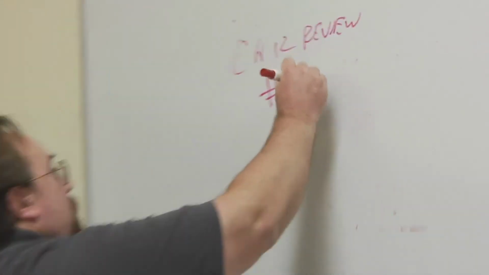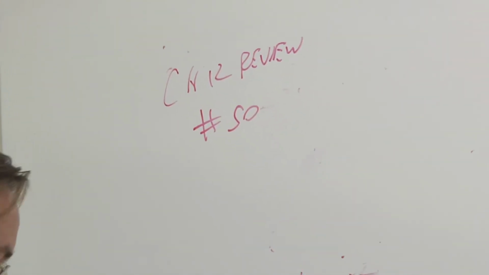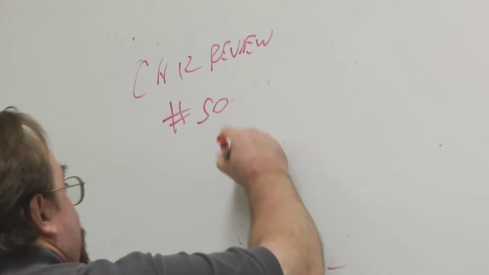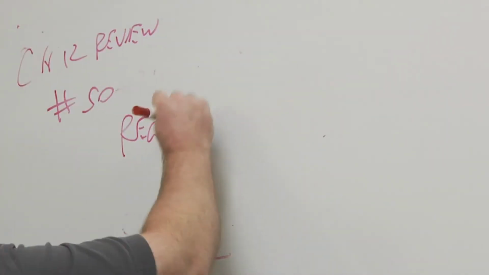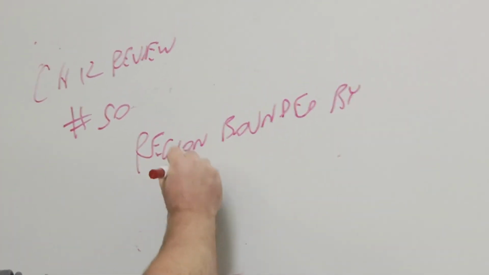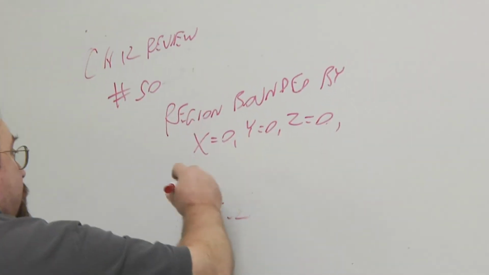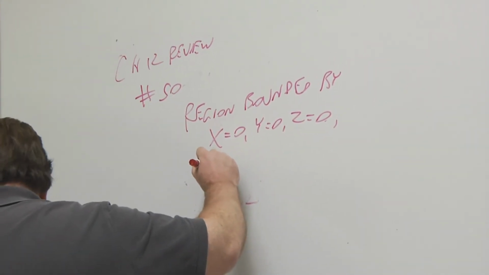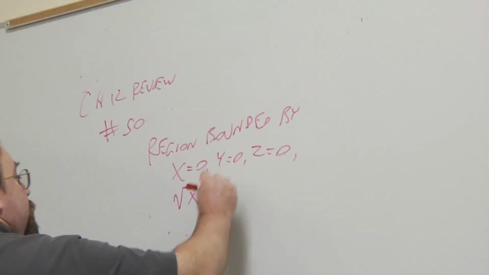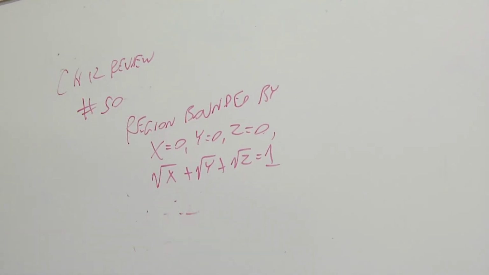Okay. So, questions about that one? Number 50 in chapter 12 review. So, you have a region bounded by these planes, x equals 0, y equals 0, z equals 0, and the surface square root of x plus square root of y plus the square root of z is equal to 1.